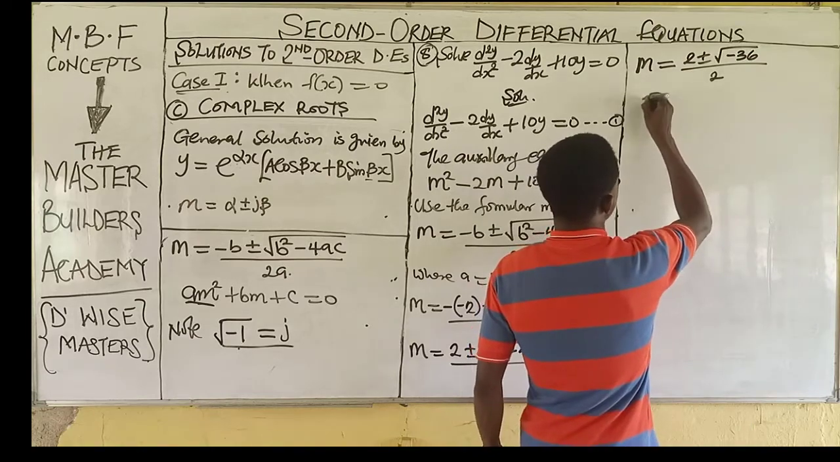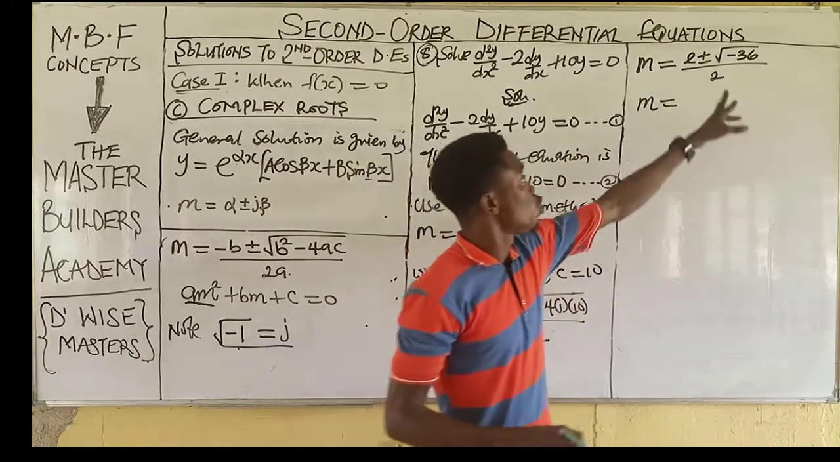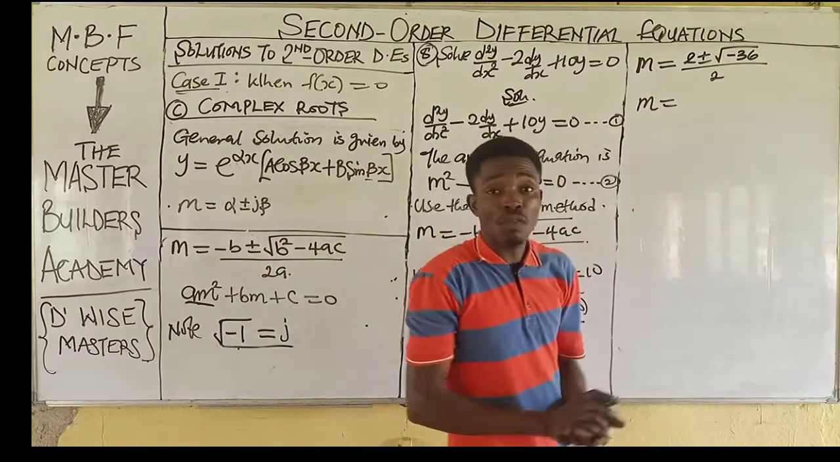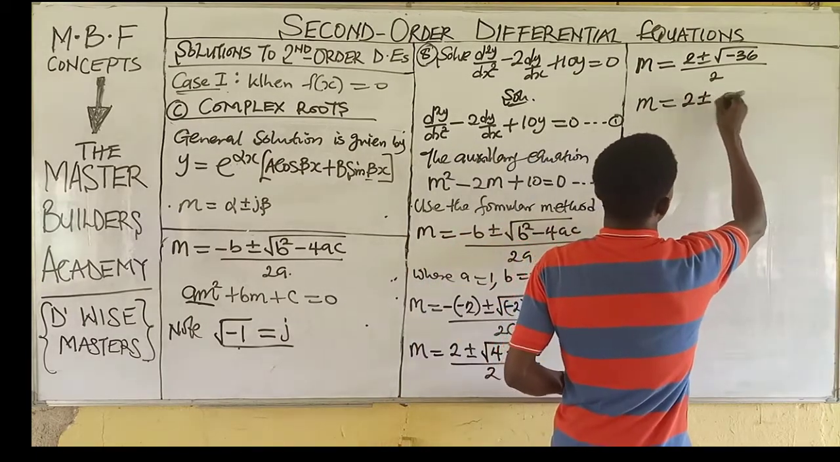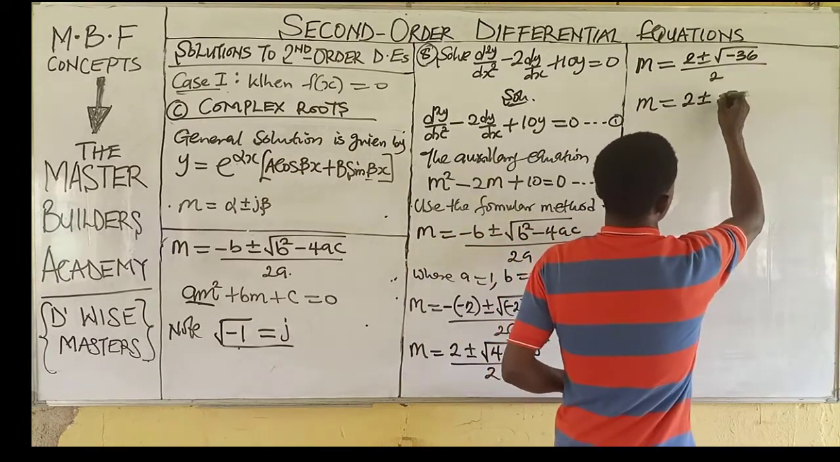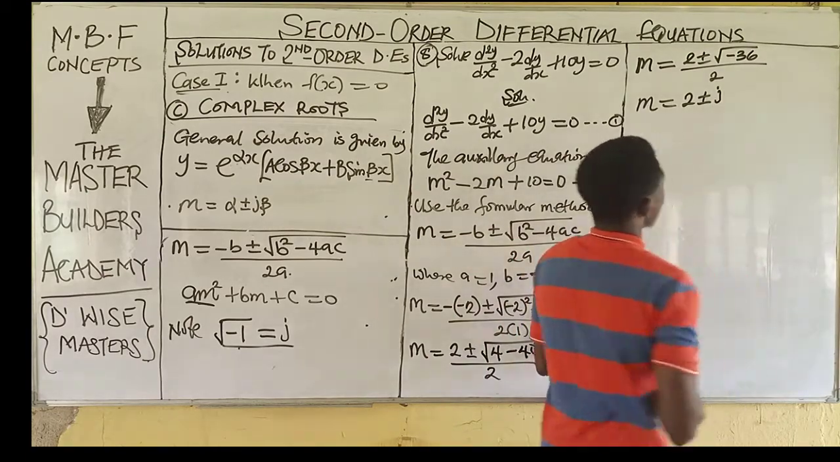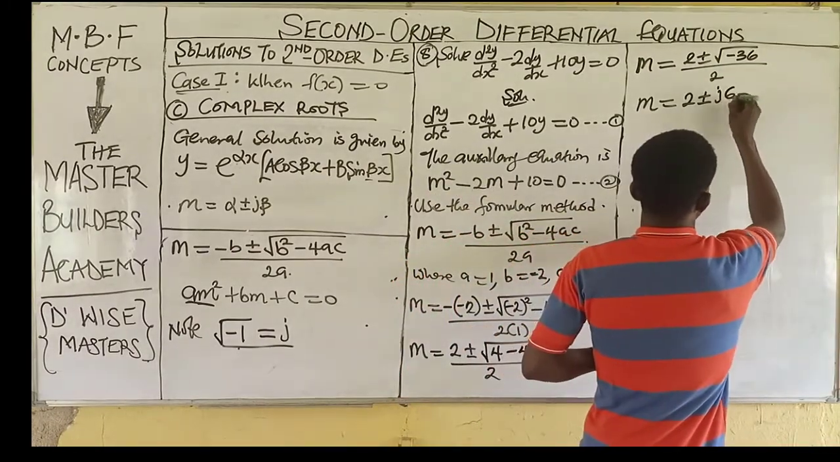For us to simplify this further, without wasting much of your time, all you need to do is remove the negative sign and change this to i. Then what is the square root of 36? It is 6. So I'm going to use a shortcut here. This will have the plus or minus. Remove this negative sign, it will turn to the imaginary sign. So what will be the square root of 36? The square root of 36 is 6.